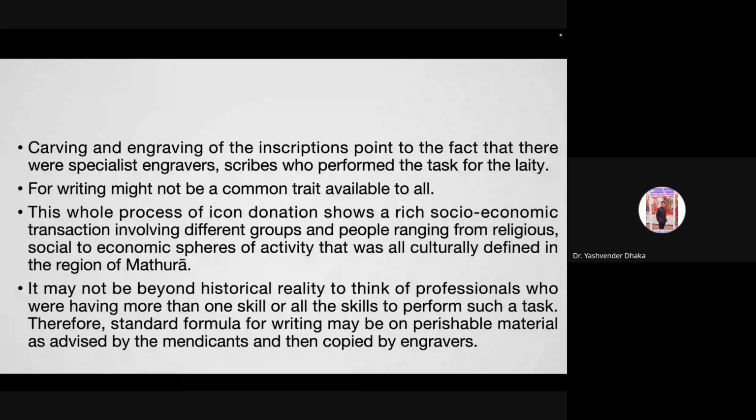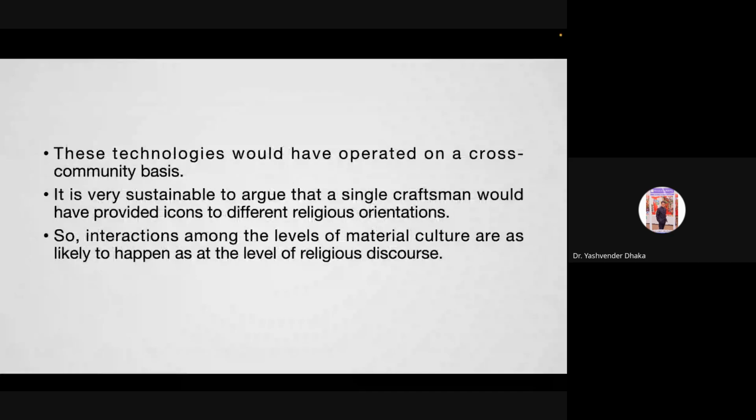It may not be beyond historical reality also to think of professionals who were having more than one skill or all the skill to perform such a task. So we can think of a person who is engraver also, who is scribe also, who may be literate also. Therefore, the standard formula for writing may be on perishable material as advised by the mendicants. So it may be advised by the Gani and then copied by engravers. So these technologies would have operated on a cross-community basis.